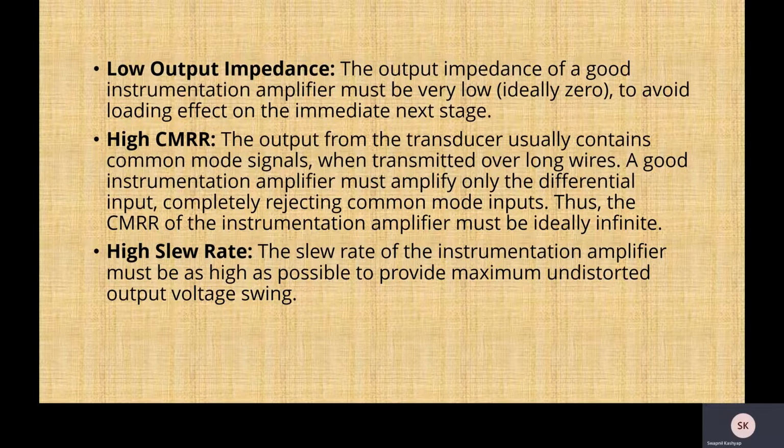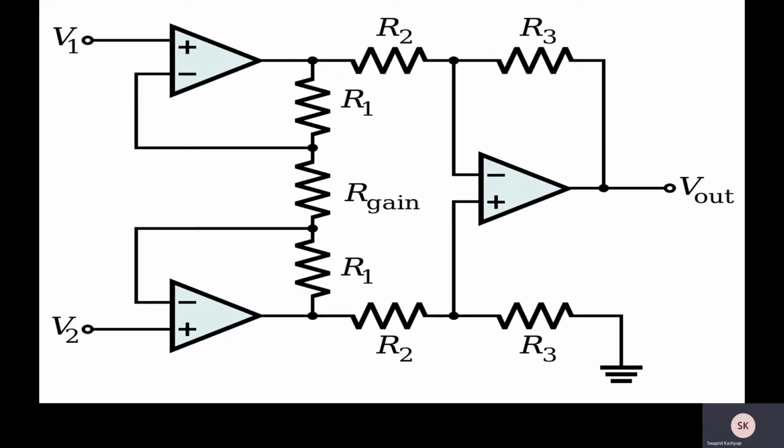High CMRR. The output from the transducer usually contains common mode signals when transmitted over long wires. A good instrumentation amplifier must amplify only the differential input, completely rejecting common mode inputs. Thus, the CMRR of the instrumentation amplifier must be ideally infinite. High slew rate. The slew rate of the instrumentation amplifier must be as high as possible to provide maximum undistorted output voltage swing.